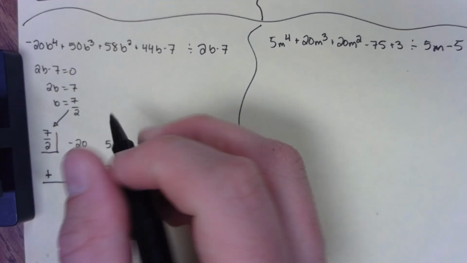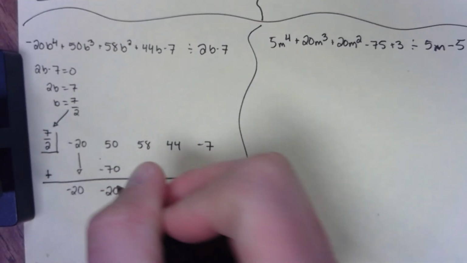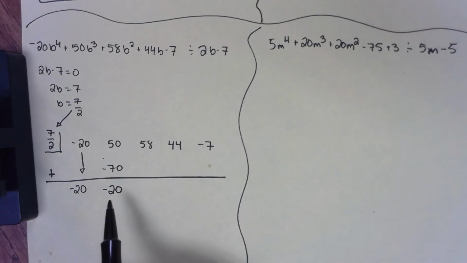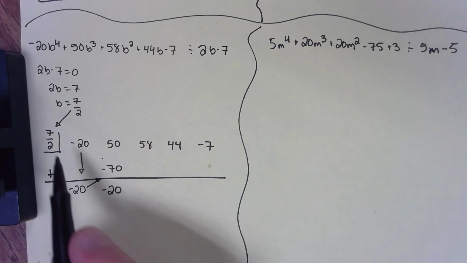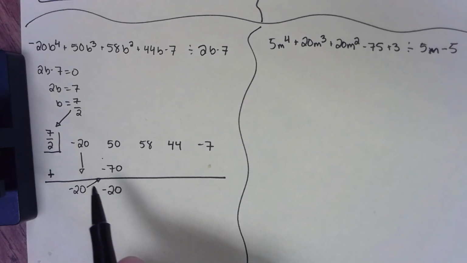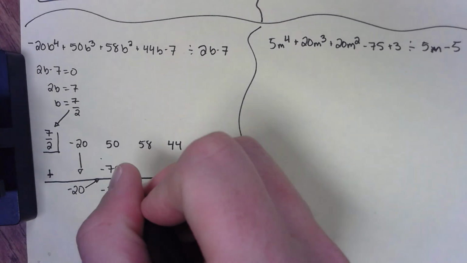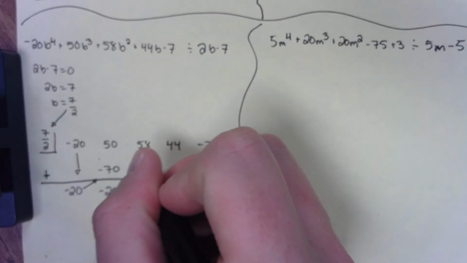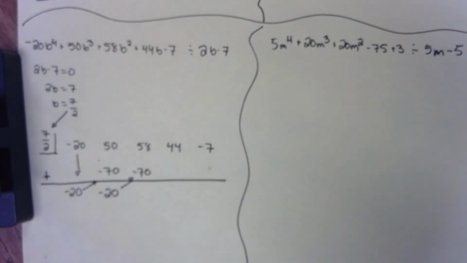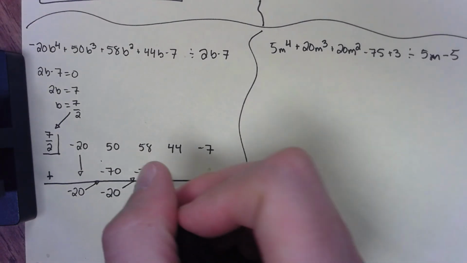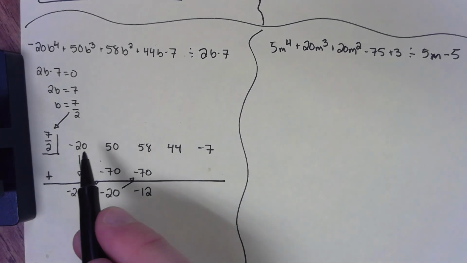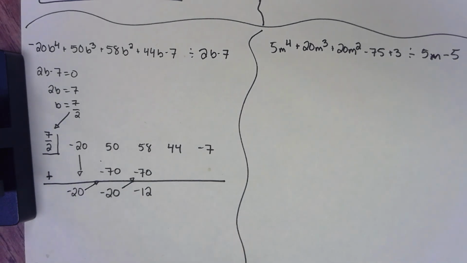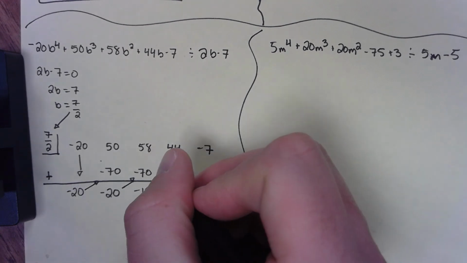So 50 minus 70 is negative 20 again. And so once again, to do this multiplication, I'm actually going to divide by the denominator. So negative 20 divided by 2 is negative 10, times 7 gives us negative 70 again. So then we'll add straight down. Would that be negative 12? And then once again, I'm going to do negative 12 divided by 2 is negative 6, times 7 is negative 42.